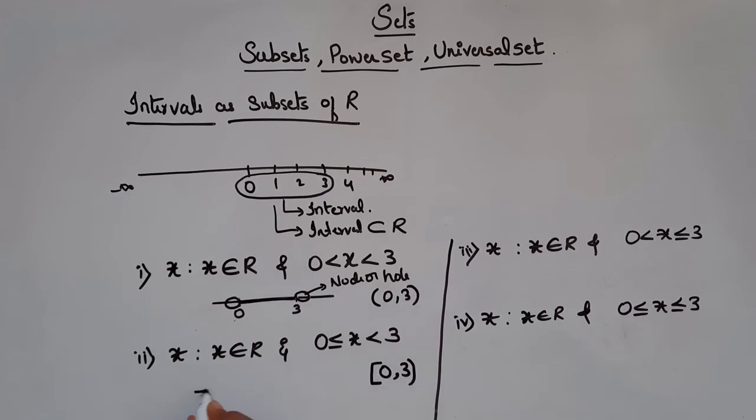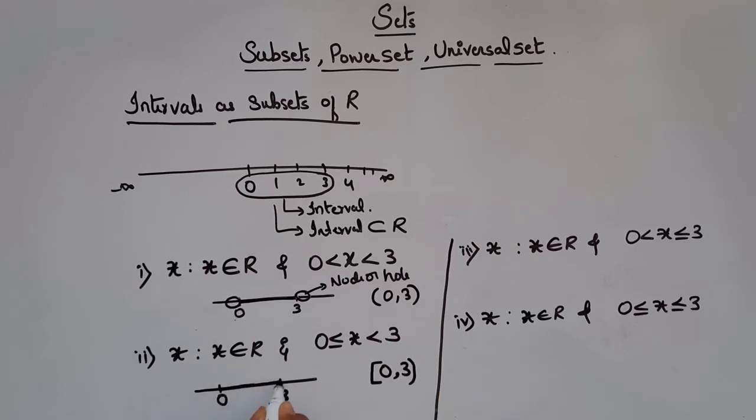So how do you represent it on the number line? From 0 to 3, we have to highlight this portion from 0 to 3. Here 0 is included. If it's included, you have to make a point here. This is called a dark dot. And here 3 is not included. So therefore we have to make a node like this.